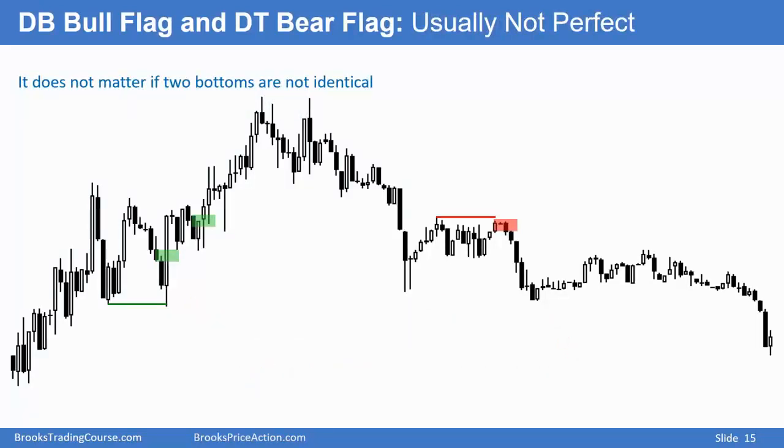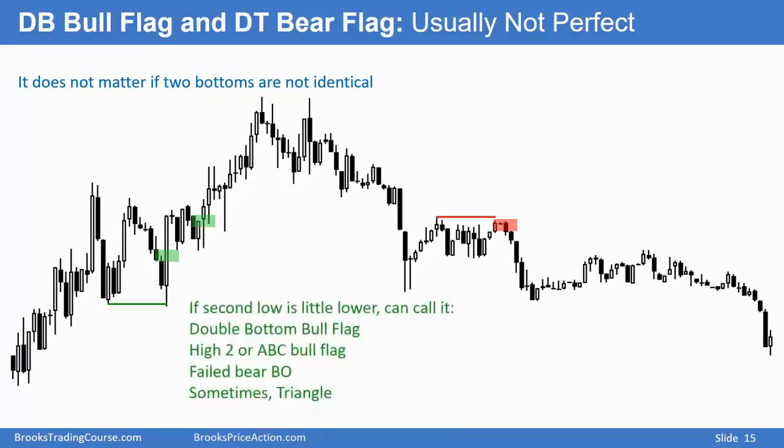Computers don't care if the double tops and double bottoms are identical. Usually they're not identical. If the second low is a little bit lower, you can call it a double bottom bull flag. You can call it an ABC bull flag, ABC. You can call it a high 2 bull flag. Try to reverse back up once with a high 1, and now a second time a high 2.